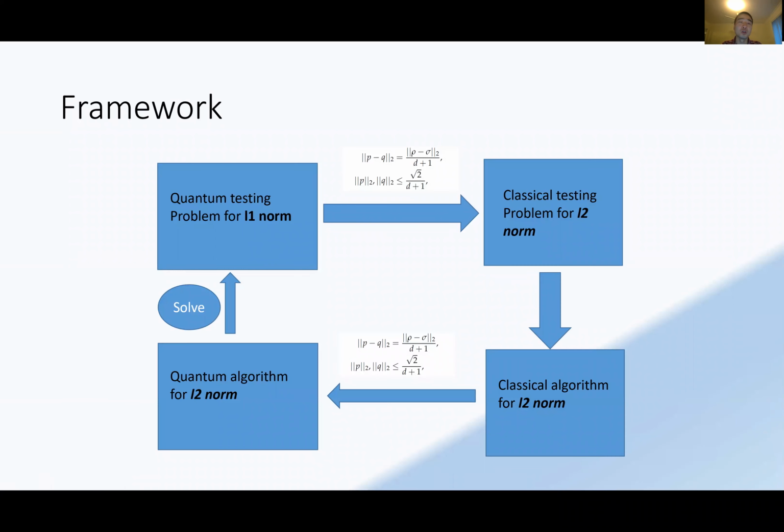Therefore, we have a framework for solving the quantum property testing problem for the L1 norm. First we apply the measurement and transfer the problem into an L2 norm problem for classical property testing, and recall the classical algorithm for the L2 norm. Then, according to our relation, we have a quantum algorithm for the L2 norm, and therefore we solve the L1 norm by recalling the relation between the L2 norm and L1 norm.